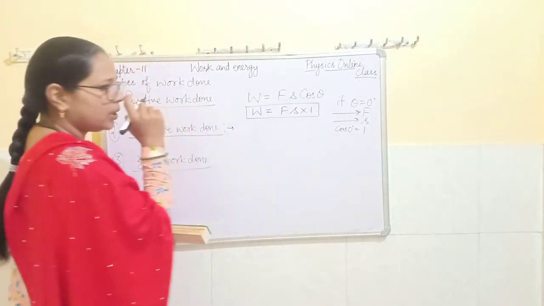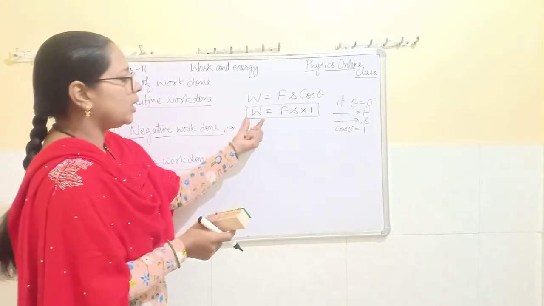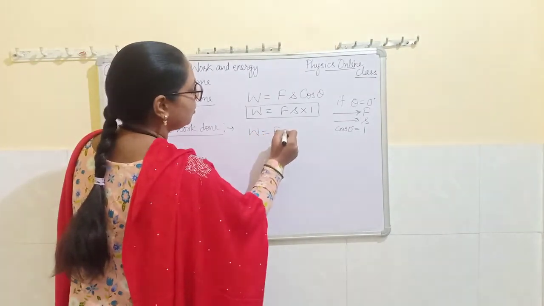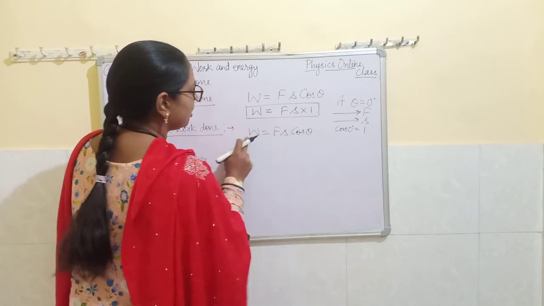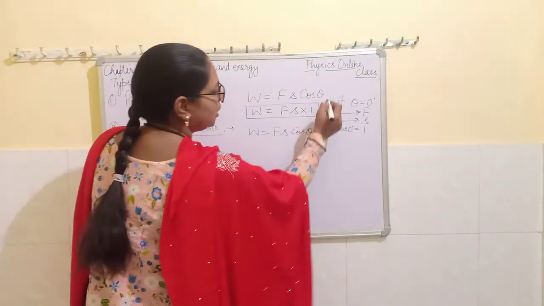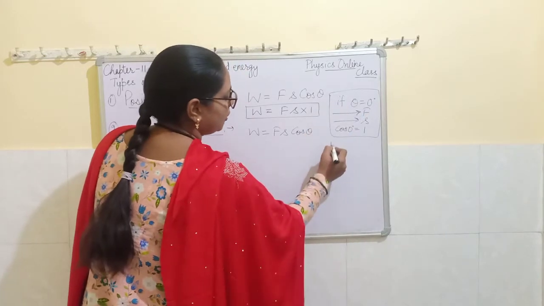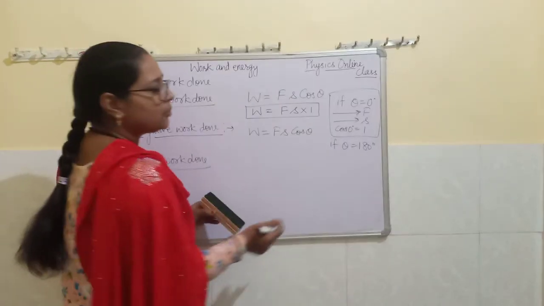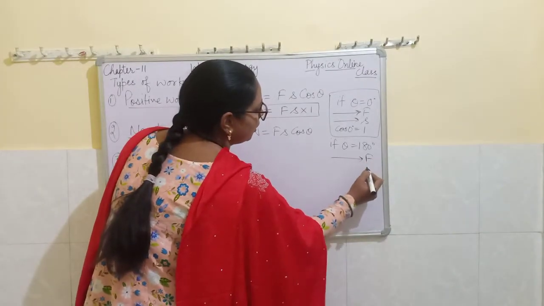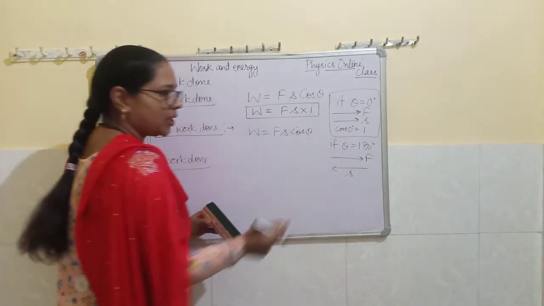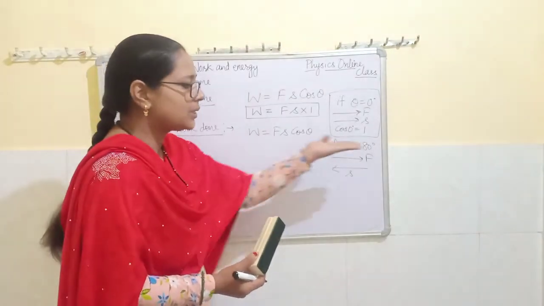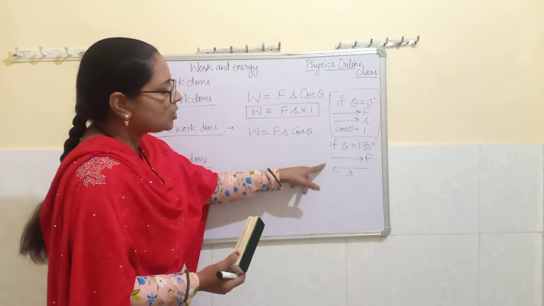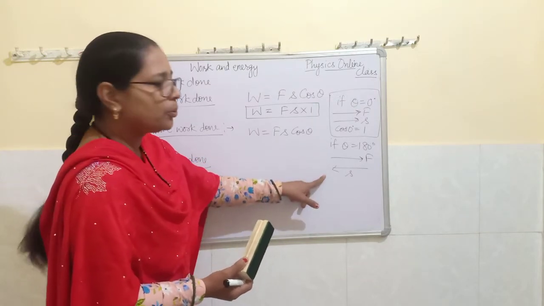As the name suggests, negative work done means there must be a negative sign in the formula. And again we are using the same relation that F S cos theta is equal to work done. The condition for negative work done is if theta is 180 degrees. Theta 180 means the force and displacement are in opposite direction. Force अगर सामने की तरफ लग रहा है तो बॉडी बैकवर्ड मूव कर रही है. That is the case when force and displacement are in opposite direction.